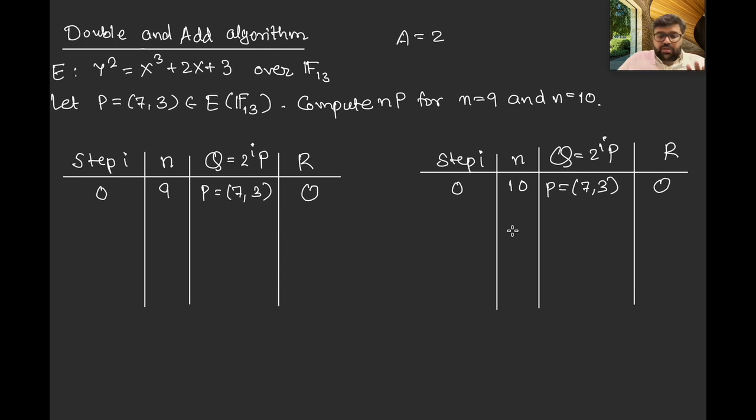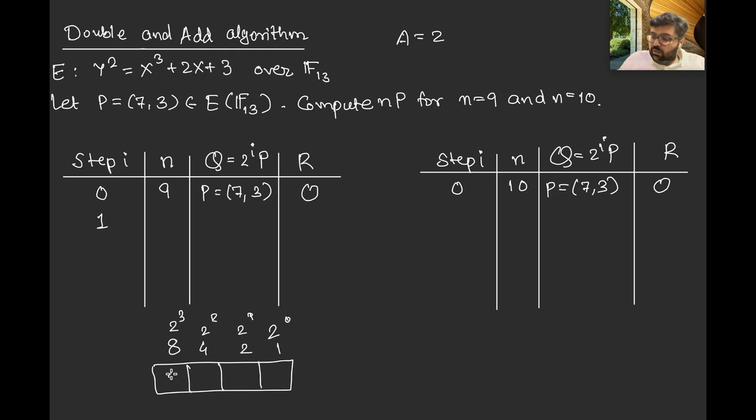Okay, now our computation starts. Step number 0, we just write the value of n. So n is 9, here the point P, here also point P, (7, 3), same, and R equals O. Now step number 1, 9P. For 9, we have to write it in binary. So we write 2 cubed, 2 squared, 2 raised to 1, and 2 raised to 0, so 8, 4, 2, 1. And we write 9 as 1 0 0 1. So 8 plus 1 is 9.